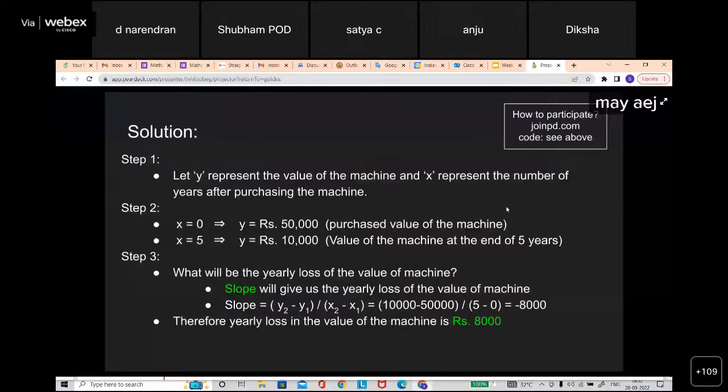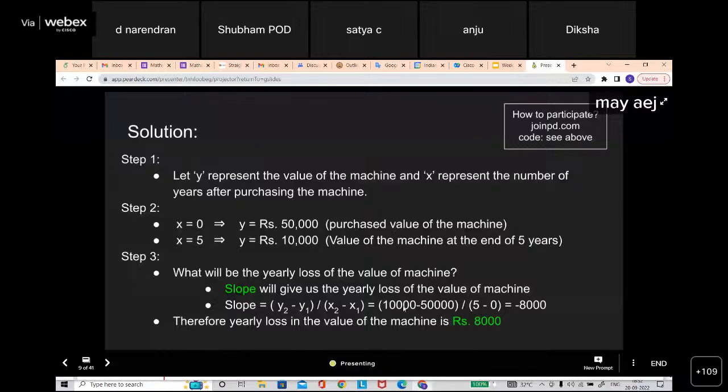So what will be the yearly loss of the value of the machine? The slope will give us the yearly loss, or depreciation, of the value of the machine. The slope formula, which we discussed last time, is (y2 minus y1) upon (x2 minus x1). Taking (5, 10,000) as the second point and (0, 50,000) as the first point, when you substitute, this is (10,000 minus 50,000) divided by (5 minus 0), which gives the answer minus 8,000. So the yearly loss in the value of the machine is 8,000.